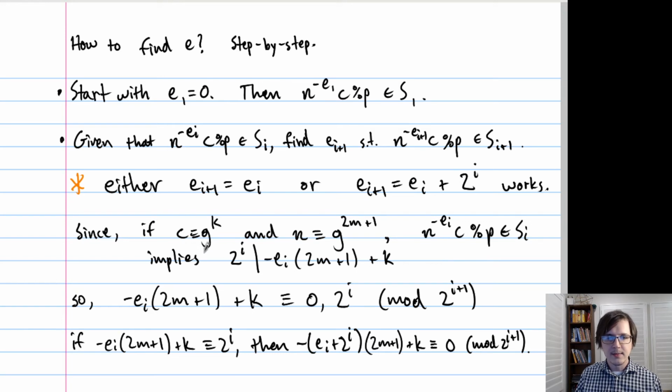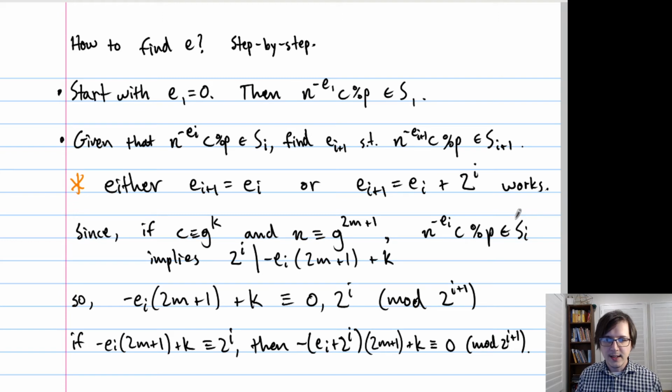So, since we can write C as, I'm going to show you that this does work. We can write C as a power of G mod P. And because n is a non-residue, we can also write it as G to the 2m plus 1. Because remember, non-residue means that it's in S0 but not in S1, and that means that the exponent to G is odd. So m is a number, and k is a number, just arbitrary, so that we've written C and n in this way. And let's assume that it works at the S_I level.